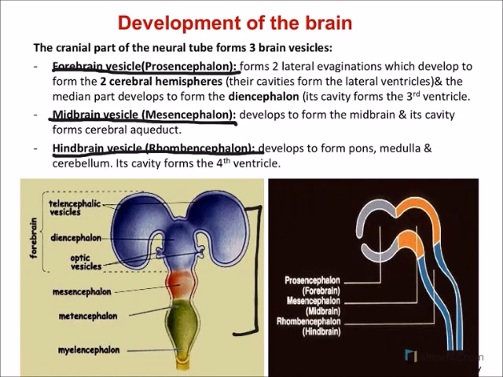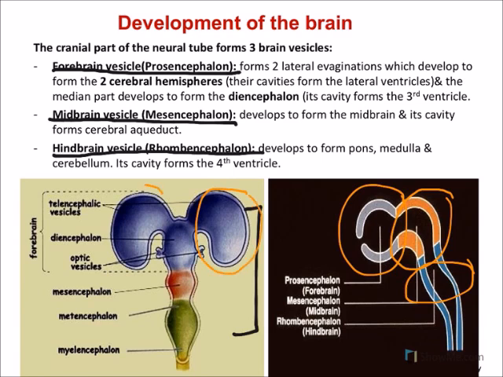So this is the forebrain vesicle, and this part here is the mesencephalon or the midbrain vesicle, and this part here is the rhombencephalon or the hindbrain vesicle. The forebrain vesicle will form two lateral vesicles. They later develop into the two cerebral hemispheres. These vesicles are called telencephalic vesicles. So the forebrain vesicle gives rise to two lateral vesicles which are called telencephalic vesicles.